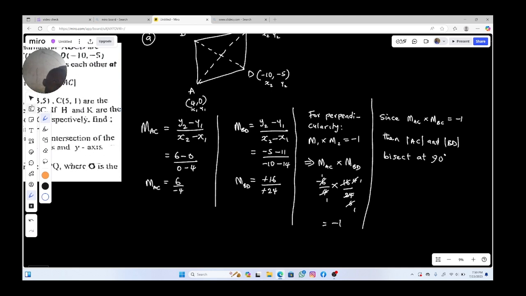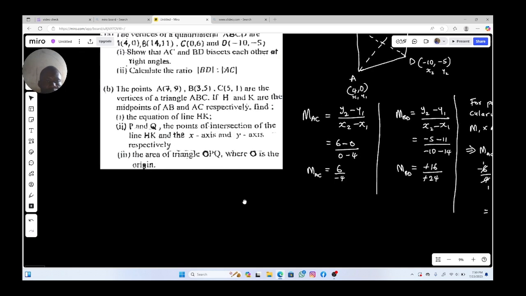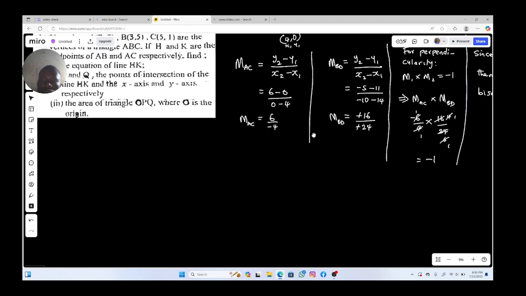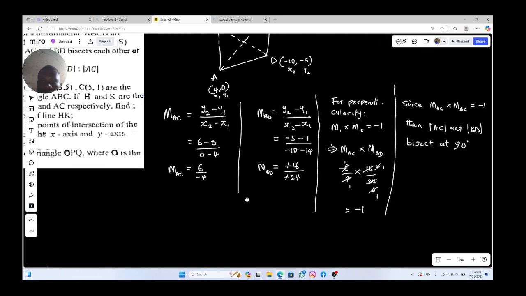So let's go back to the board, to the question, and see what the second one says. Now the second question says we should calculate the ratio of the length of the line BD and the length of the line AC, the ratio of the two. So let's get the length.